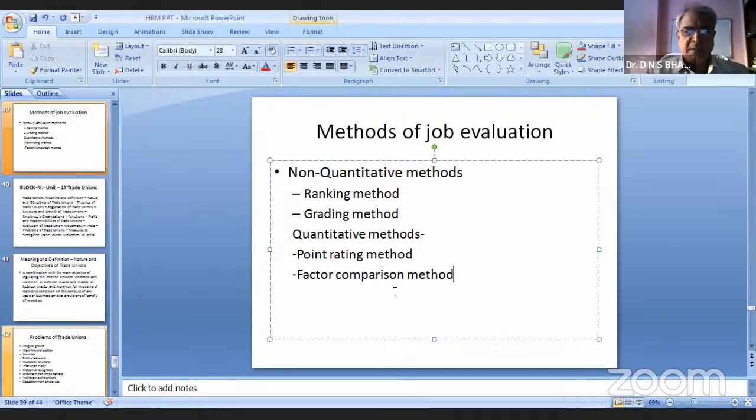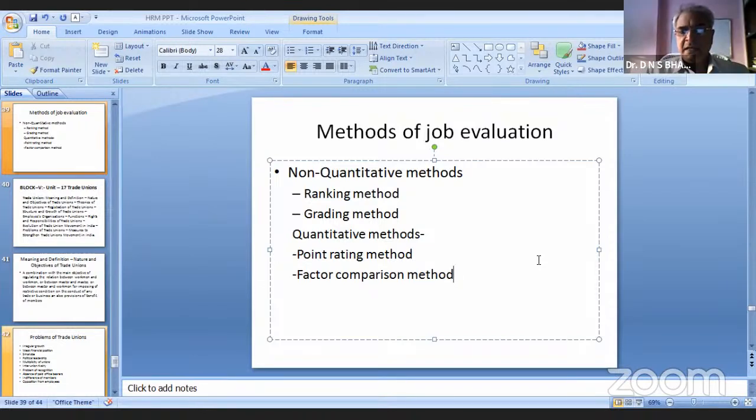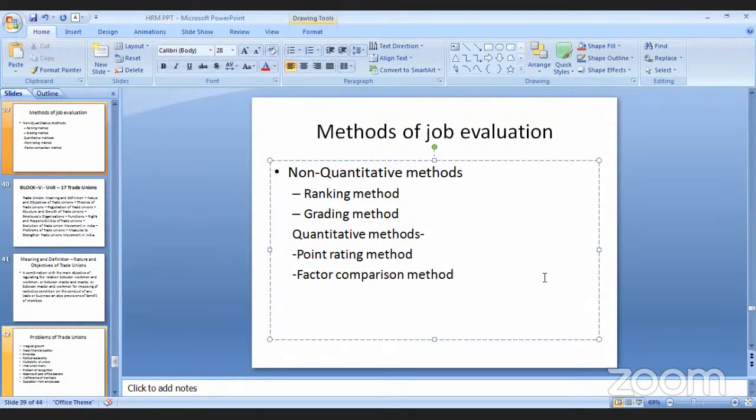So I hope you are able to cope up with it to some extent, even if not 100%. To some extent it helps you to understand, while reading this particular material or notes, you will come across these words at least. So, any doubts on this? No, sir.